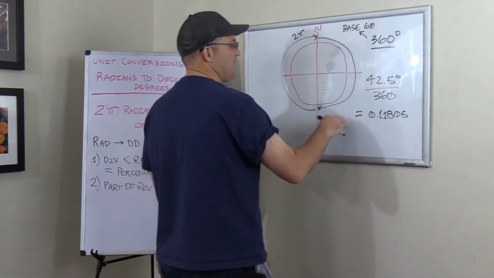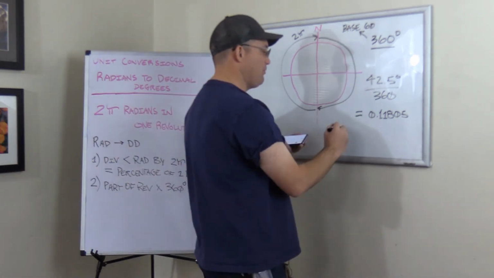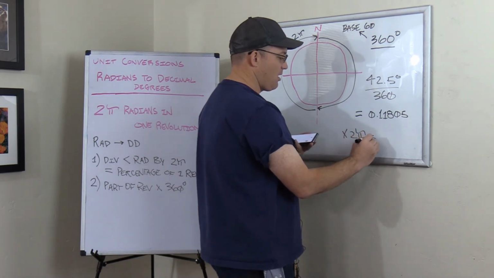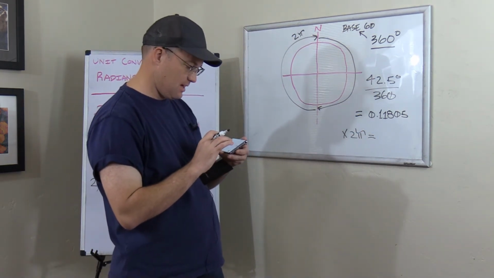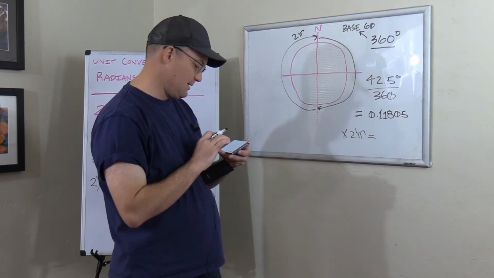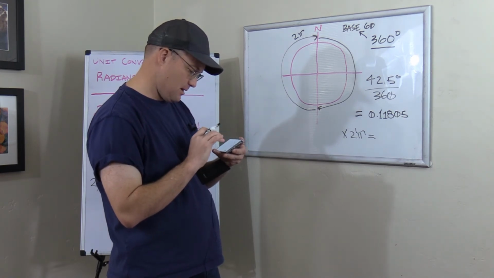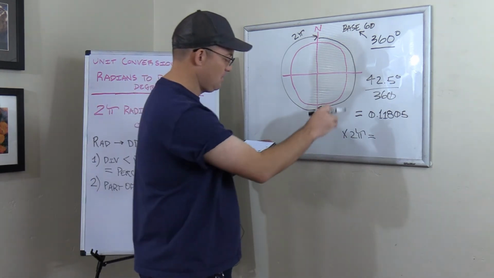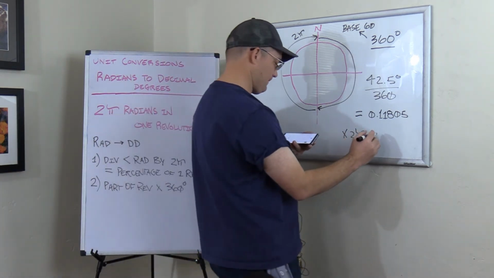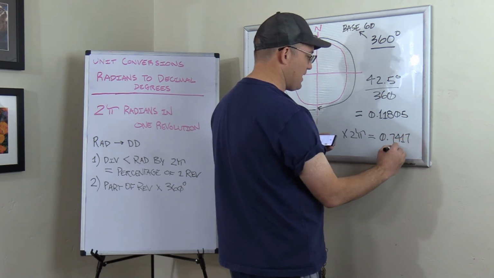Okay, that equals 0.11805. Okay, so that's how much of the circle I have. Okay, now we multiply that by 2 pi. So this number times 2 pi is going to give us our angle in radians. So I got to remember what 2 pi is. So I'm going to just punch it on my calculator. Pi times 2, okay, times 0.11805. Okay, tells me that I have 0.7417 radians.